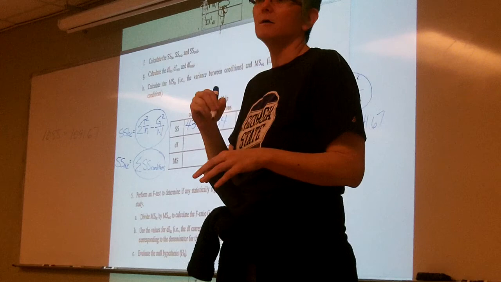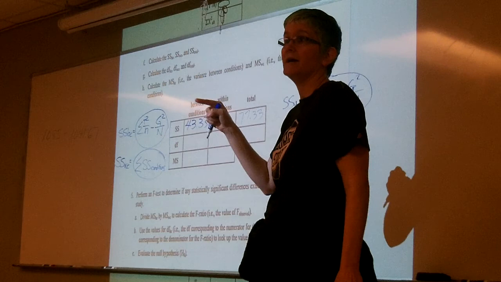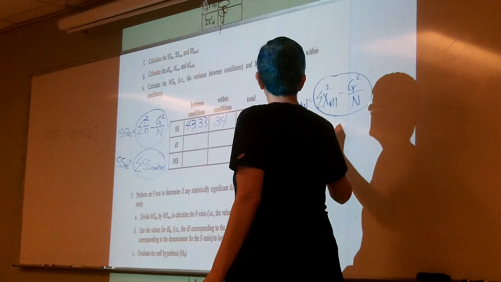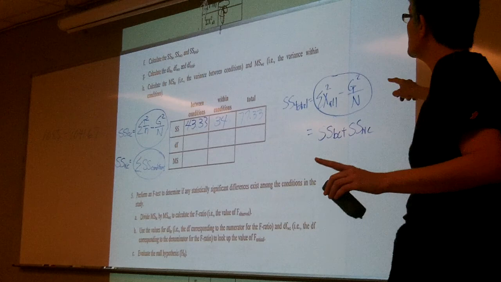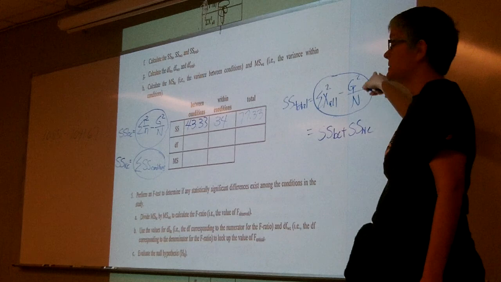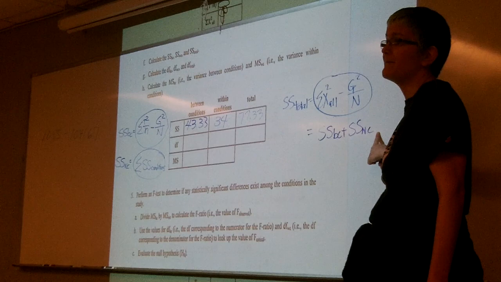Yes? Will the total always equal the sum of squares between conditions and within conditions? Yep, and that is your backup. Okay? This is your check. It's also the case that the sum of squares total is equal to the sum of squares between conditions plus the sum of squares within conditions. That's also true. But if you do it this way first and then check it with this easier formula and the numbers match, then you can be pretty darn confident that all your math up to that point is right, because those numbers wouldn't match if you'd screwed something up.